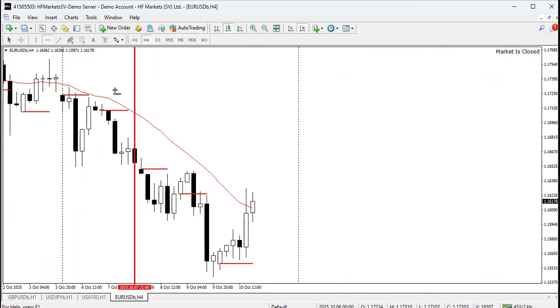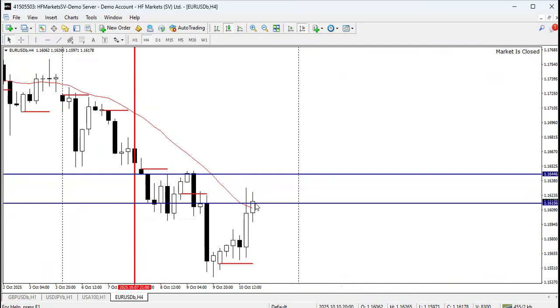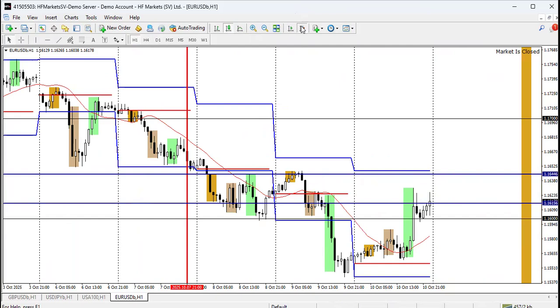Okay, this is the low of the first candle. This is the low of the second candle. Go to which one now? Okay, fine. So here, what do we have?